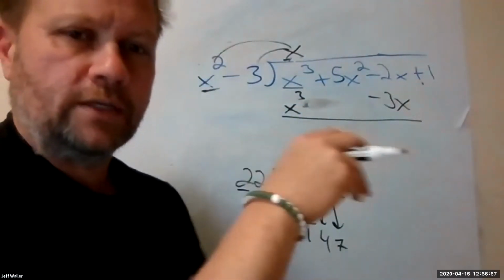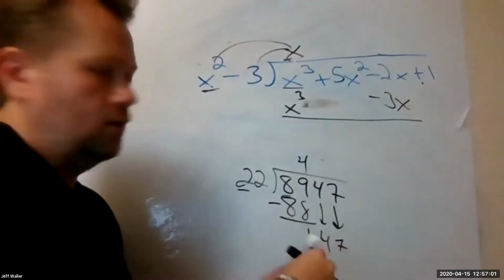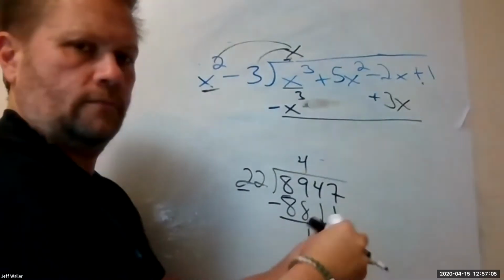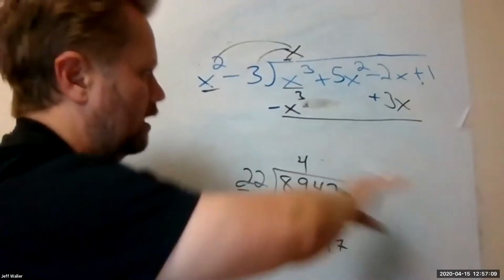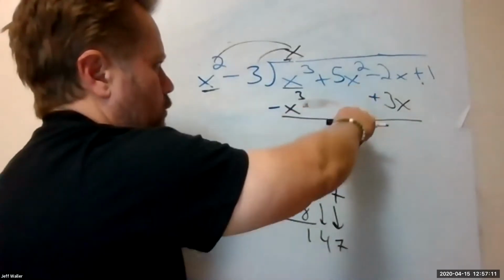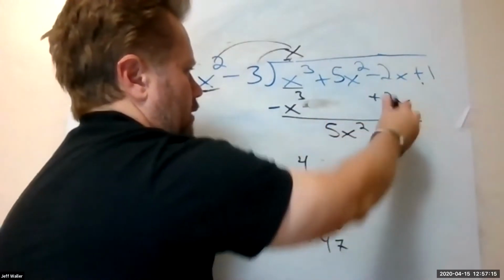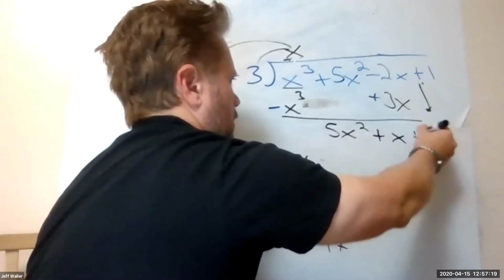Then I change the signs, right? I gotta subtract, right? I gotta do this part. Change the signs. X cubed minus x cubed is nothing, it's gone. 5x squared and 0 is 5x squared. Negative 2x plus 3x is x. And then I can bring down the 1.